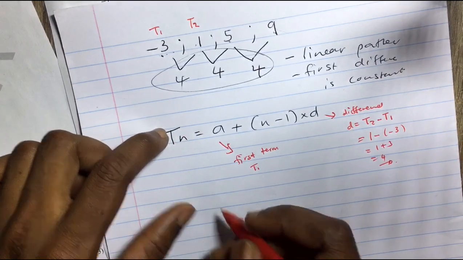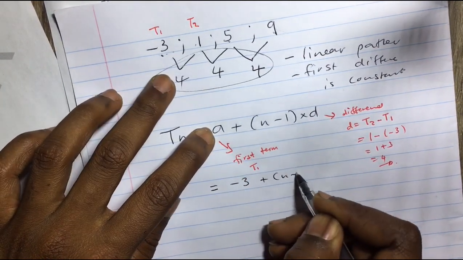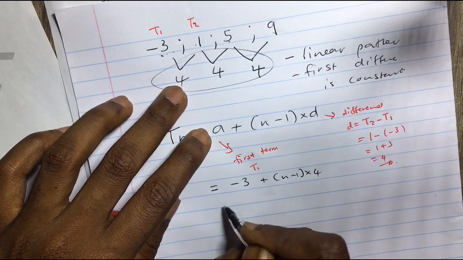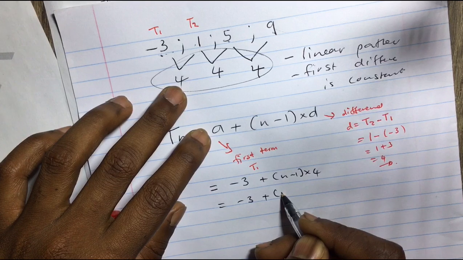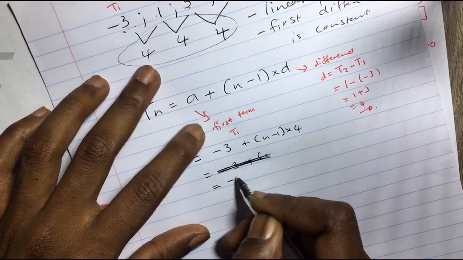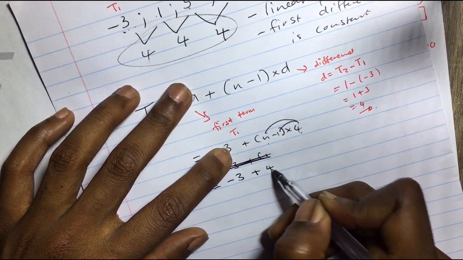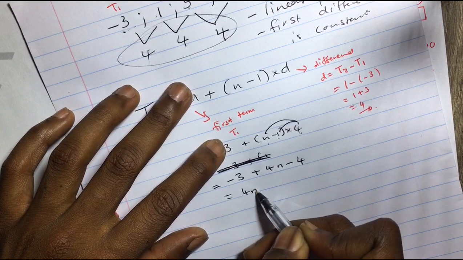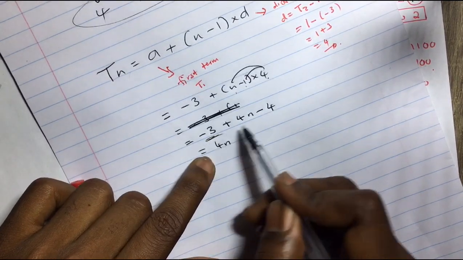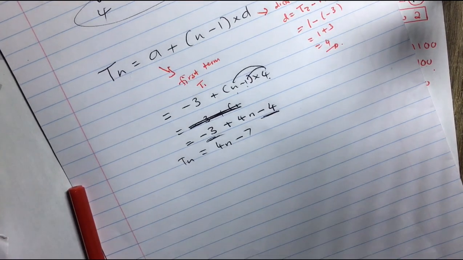Then we substitute in our equation. A is minus 3 plus minus 1 times 4. Minus 3 plus, multiplying in 4 times n, it's 4n. 4 times minus 1 is minus 4, so 4n, and then minus 3 minus 4 becomes minus 7. So that's the general term. I hope you all get it.